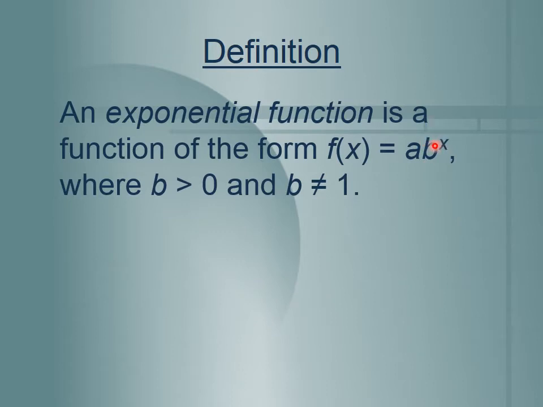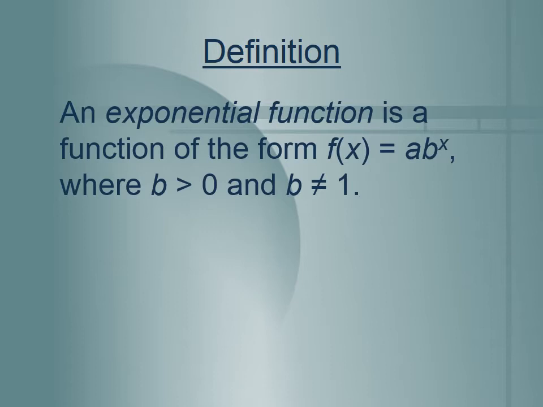So the difference between an exponential function and a power function is that in the power function we had x to the power of some set number, like x squared, x cubed. And in this one, the x is going to actually be the exponent. So this is like an example of 2 to the x power, 3 to the x power. So that's the difference between an exponential and a power function.